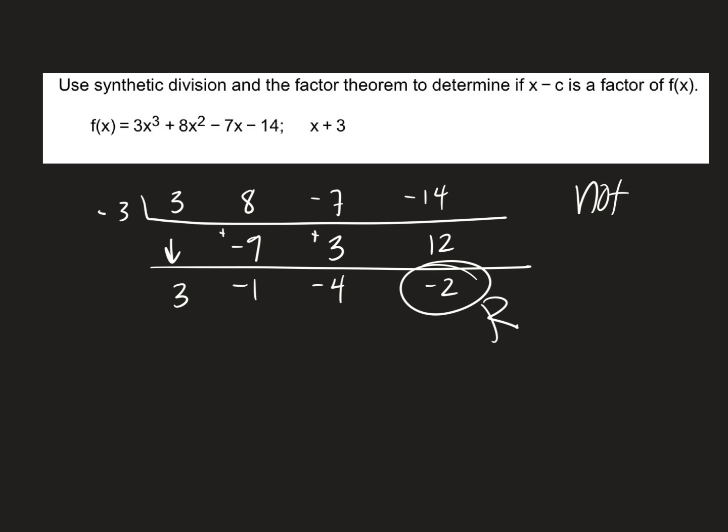So let's see. 3, bring that 3 down. This is -9. That's correct. 8 minus 9 is -1. That's correct. -3 times -1 is +3. That's correct. -7 plus 3 is -4. That's correct. And that's a +12.